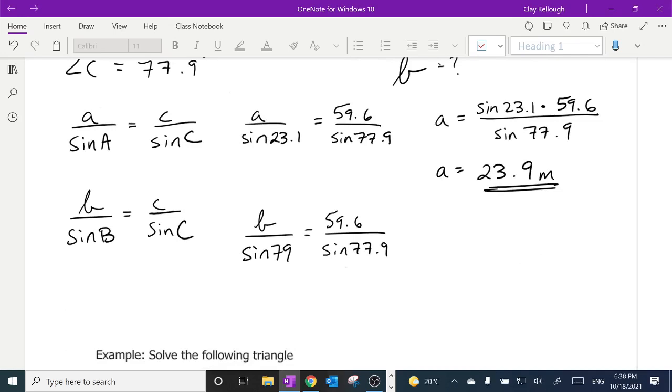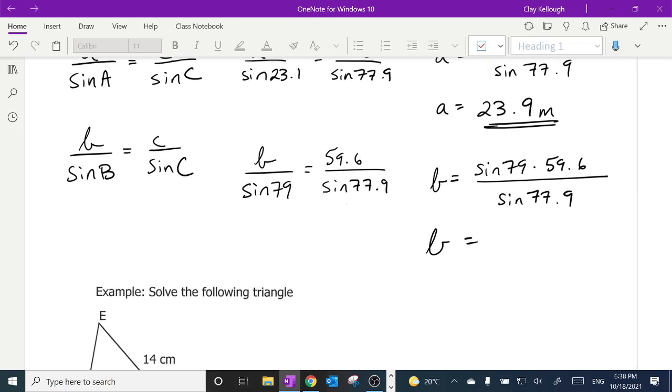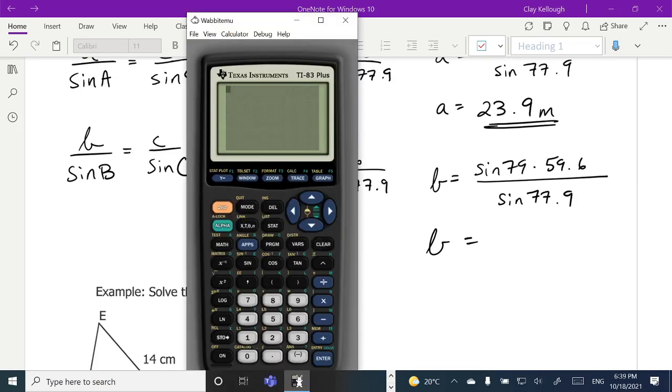So yeah, I can't use Pythagoras. I have to use this. Pythagoras only works in right triangles. So side B is the sine of 79 times 59.6 all over the sine of 77.9. Let's figure that out. Oh, calculator. There you are. Clear that. Sine 79, close brackets, times 59.6 divided by the sine of 77.9 equals 59.8.